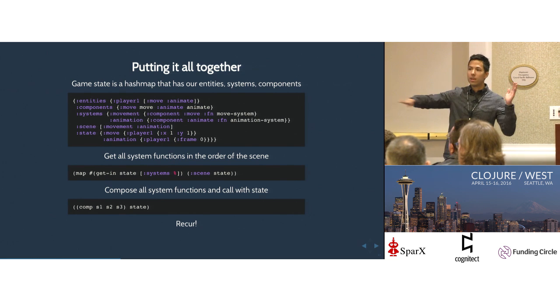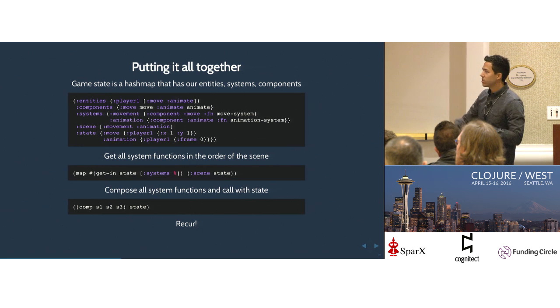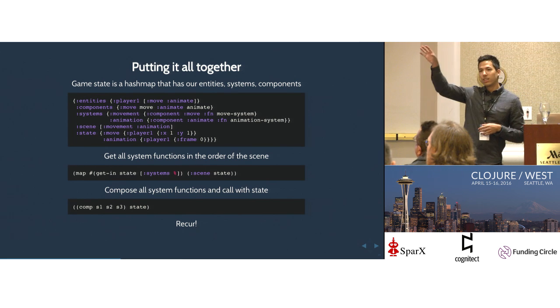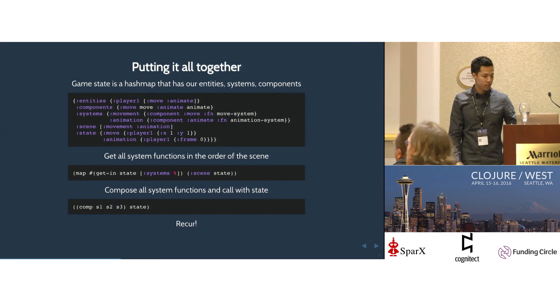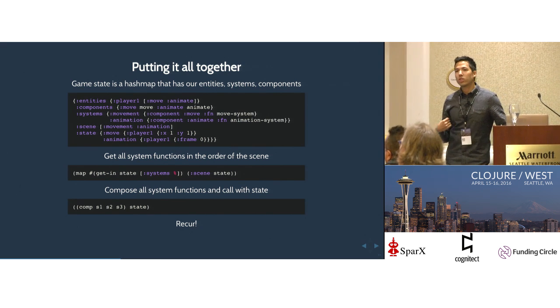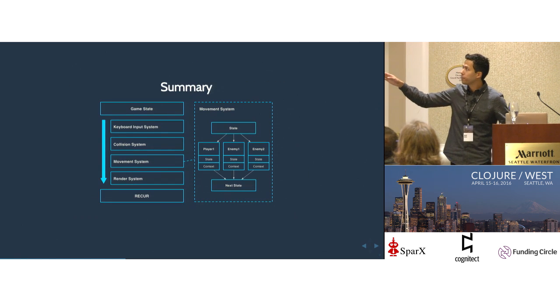So when we talked about state time, remember, it's just different snapshots of state, and we're just going to transform it over time. So this is going to return the next game state. We're going to take the result of that, stick it at the top again, and recur. So essentially, our game loop is a recursive function in which it's getting the instructions of how to execute our game loop from the data itself.